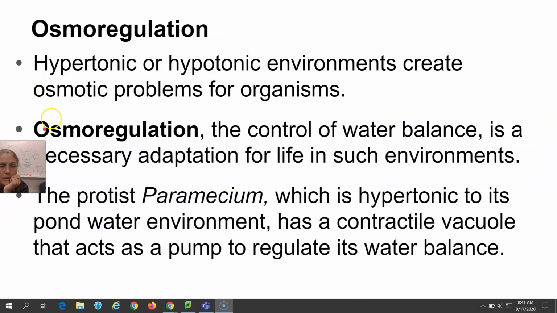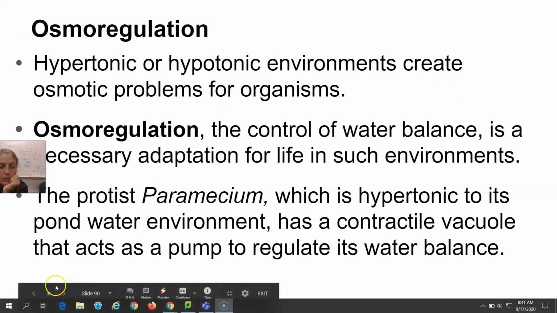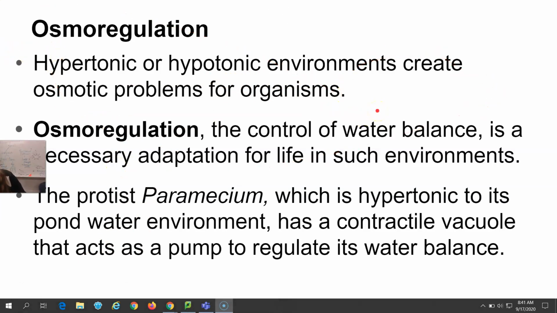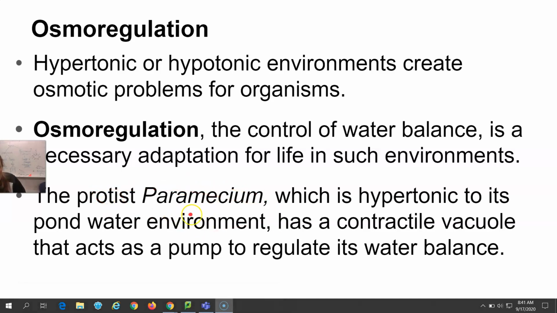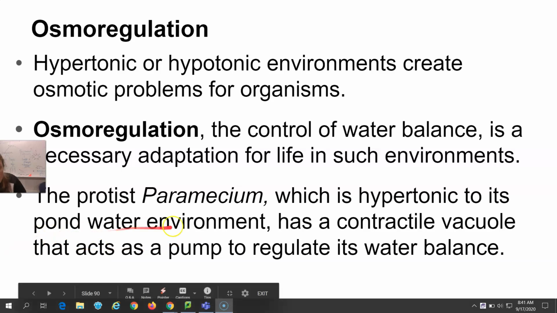In osmoregulation, I'm not ready for plants, I got distracted, okay? Hypertonic and hypotonic environments create osmotic problems, okay? So if we take an organism that does not have a cell wall, like a paramecium, and we put it in an environment that is hypotonic, okay? So I want you to look at the way that this is phrased so that you don't get confused on a test, okay?